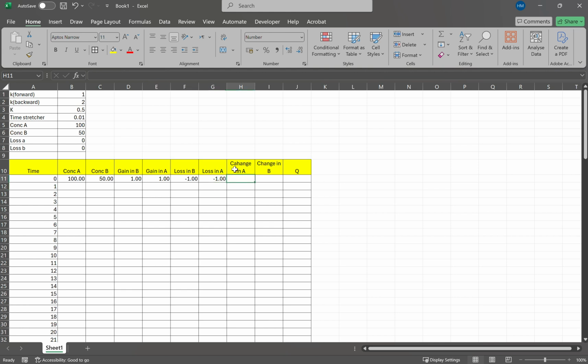Now the change in A is going to be the gain in A plus the loss in A. Now actually we'll put our loss A thing in here. No, I'm just going to keep that as that. Similarly, my change in B equals gain in B plus loss in B.